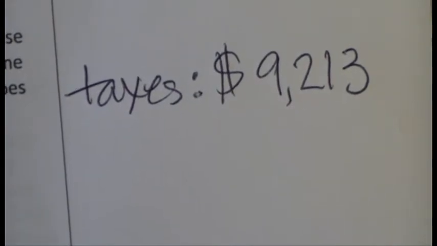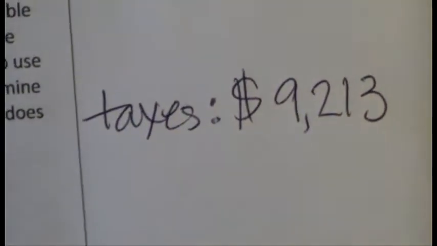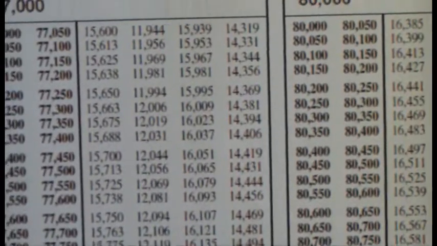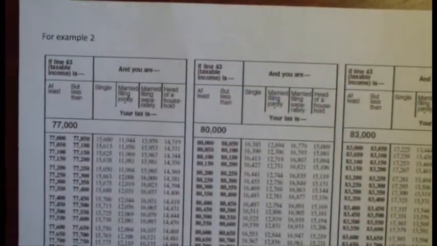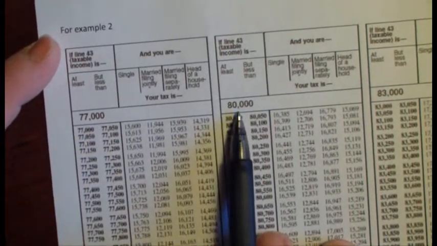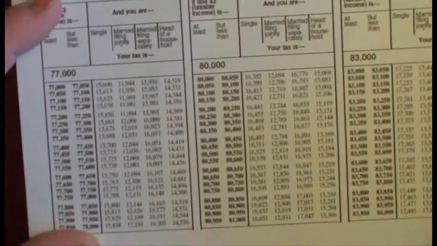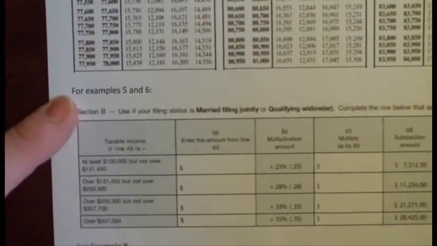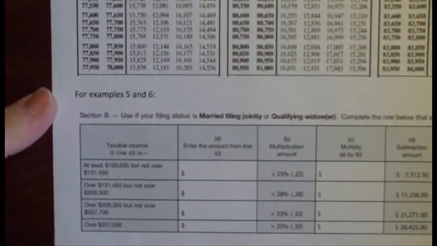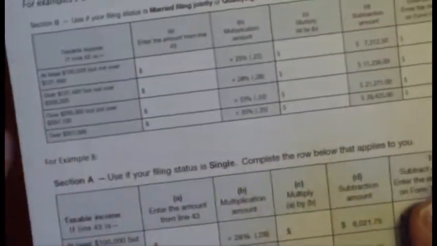All right. For example 2, I don't know if you noticed, if you printed off the notes, but the last page of the notes is all tables. For example 2, we've got tax tables for $77,000, $80,000, and $83,000. So we're going to use these tables for example 3. Down here, it says for examples 5 and 6, but it's actually 5, 6, and 7. We're going to use this tax schedule. And then for example 8, we're going to use this tax schedule. So that's what these are all for.